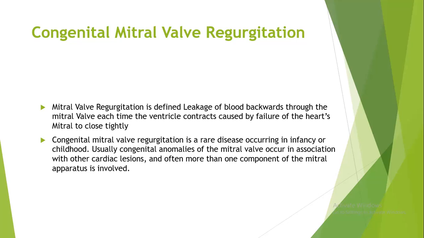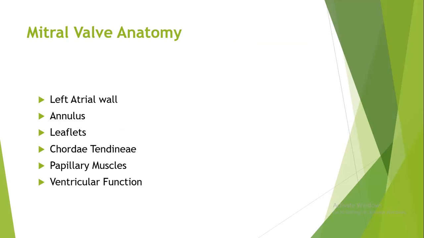Usually, congenital anomalies of the mitral valve occur in association with other cardiac lesions, and often more than one component of the mitral valve apparatus is involved. Mitral valve regurgitation of rheumatic origin is rare, but it is the most common valvular involvement in children with rheumatic heart disease.